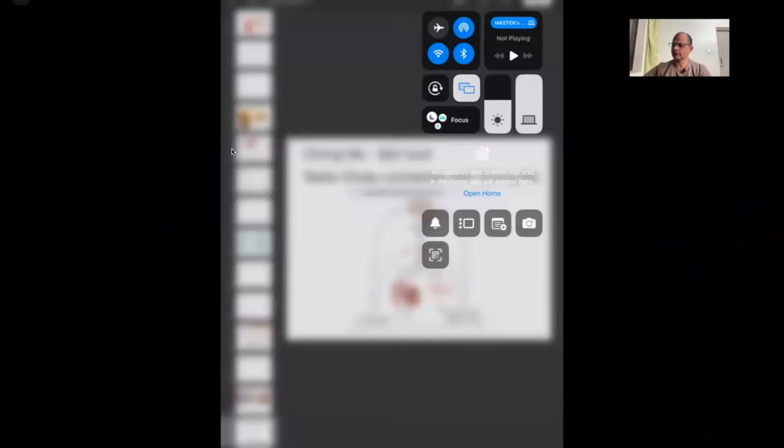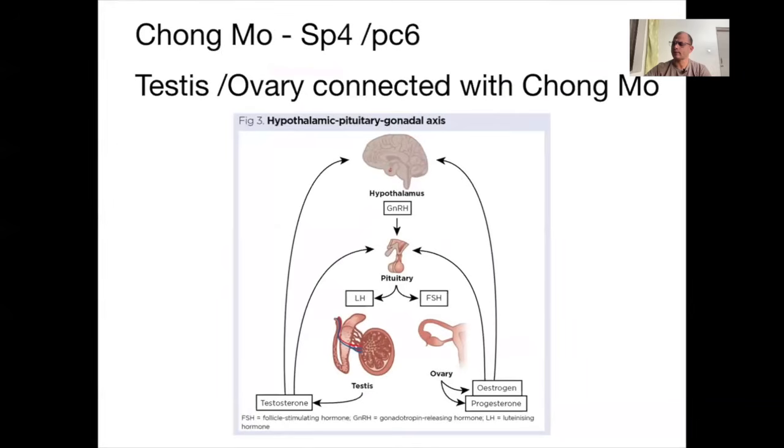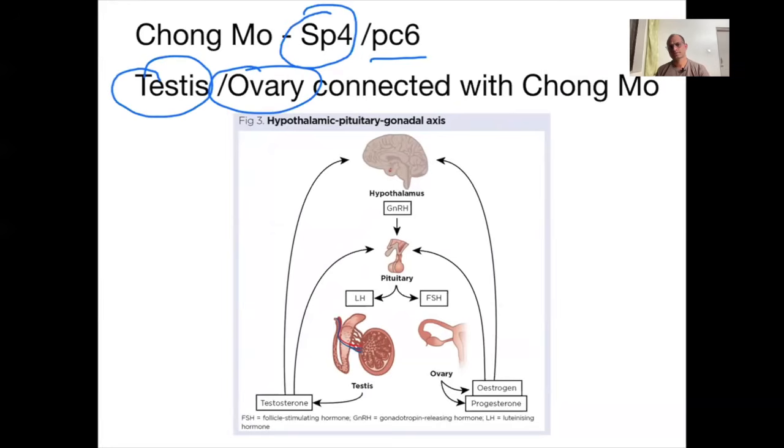Chong Mai, excellent. We have already discussed it, but I would like to discuss it once again. Chong Mai, the master point is spleen 4 with a couple point pericardium 6. The Chong Mai is connected with the testes and the ovary. We know the testes and ovary are responsible for maintaining the reproductive functions.